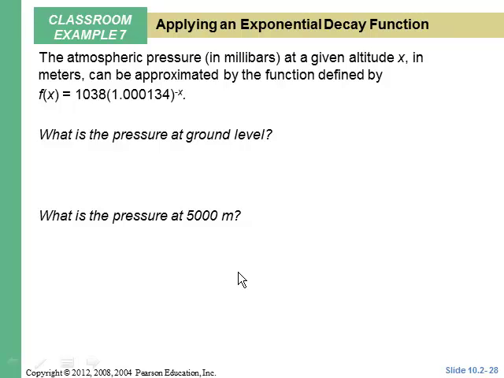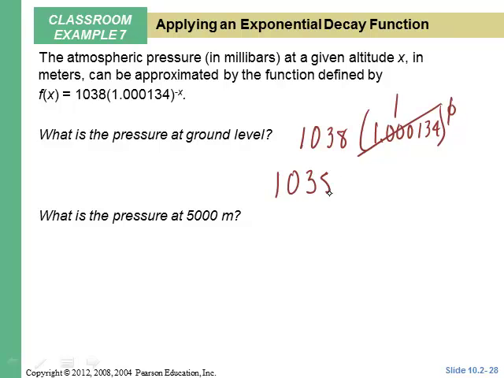The atmospheric pressure at a given altitude in meters can be approximated by the function f of x is 1038 times 1.000134 to the negative x. What was the pressure at ground level? So we would take 1038 times 1.000134 to the 0th. Well, any number to the 0th is 1. So at ground level, the pressure should be 1,038 millibars.